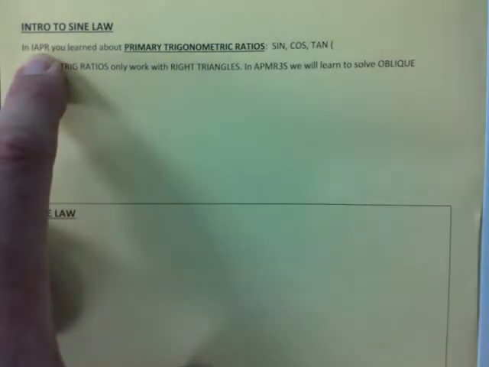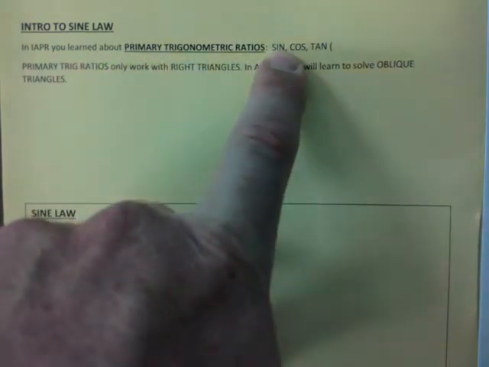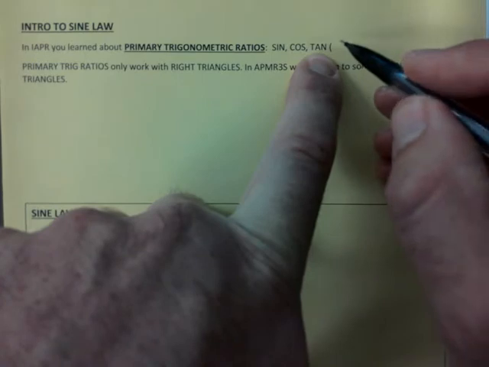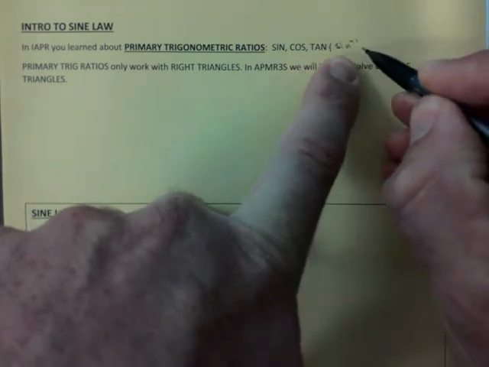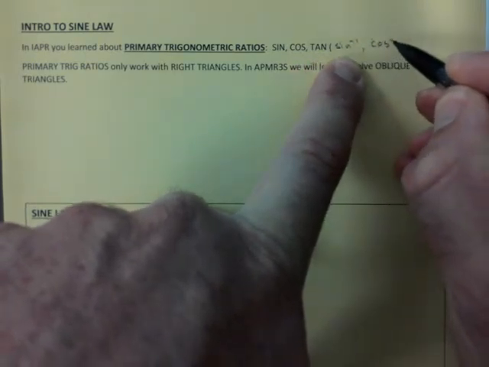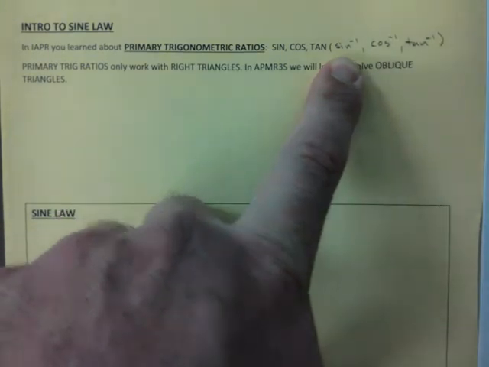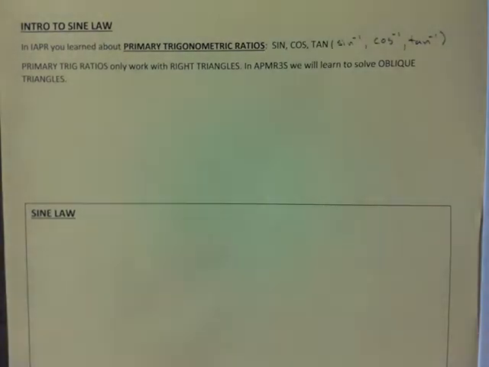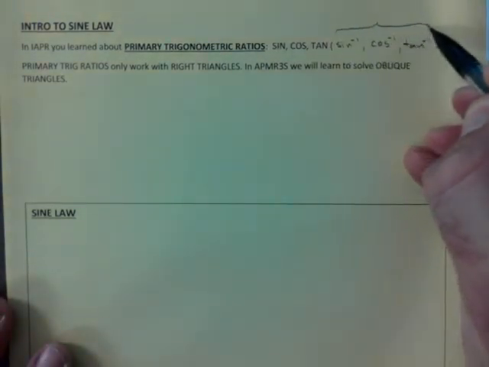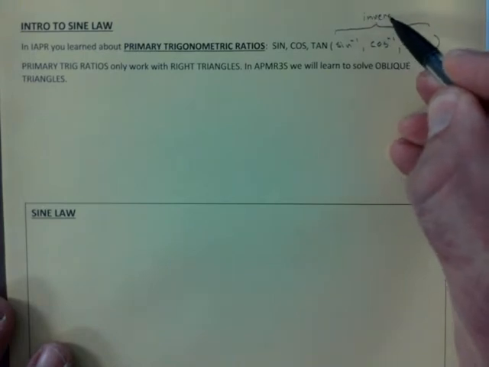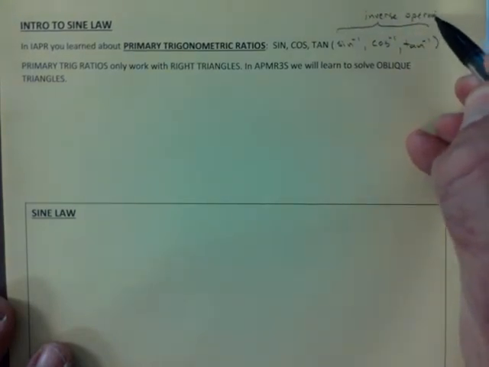So in IAPR, that's Intro to Applied and Pre-Cal, you learned about primary trig ratios. That's sine, cosine, tan, and you also learned that every trig function has its inverse. Okay? Don't say it's to the power of -1. That's not what this is. It's just saying it's the inverse of that operation. These are inverse operations.